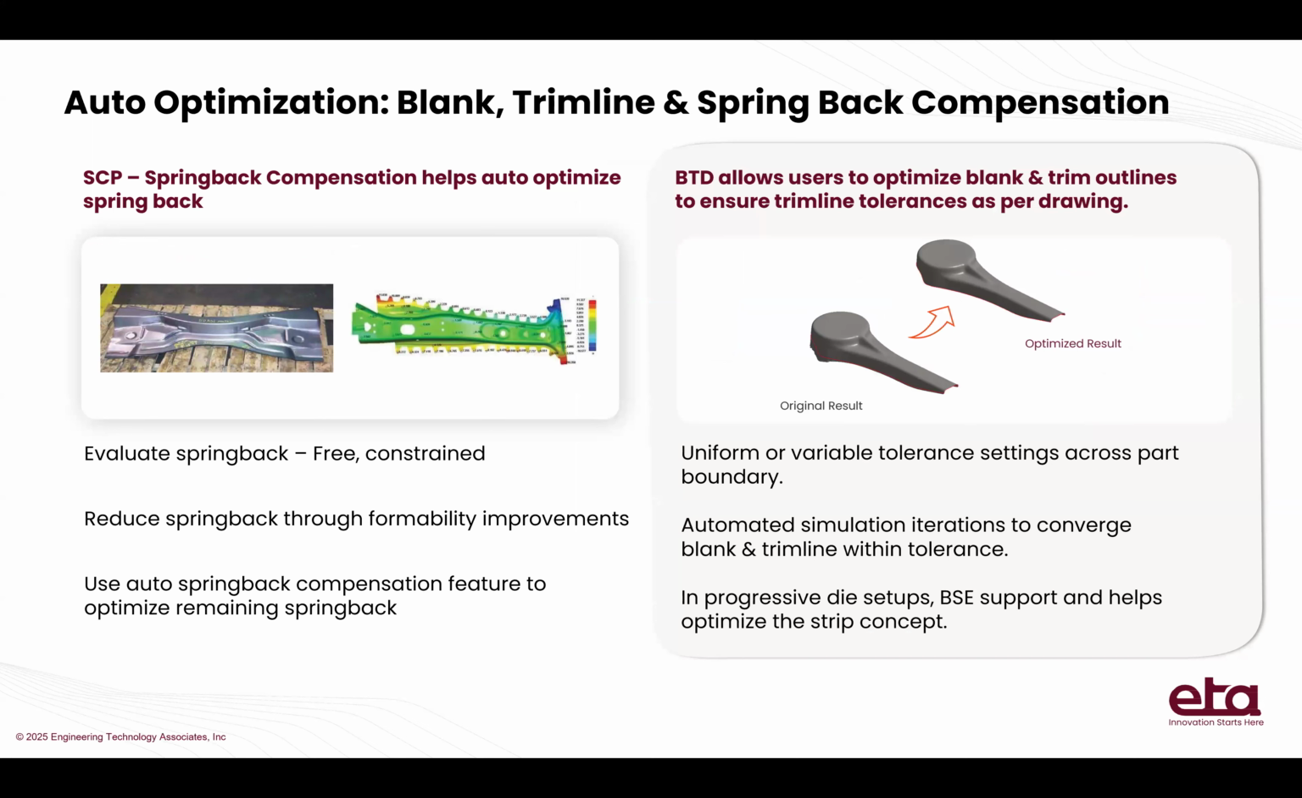Automatic optimization ensures trimline tolerance and springback control. Springback compensation used to take weeks of artisan-level tweaking. Springback compensation now auto-iterates until your part is within tolerance, uniform or variable, hands-free.